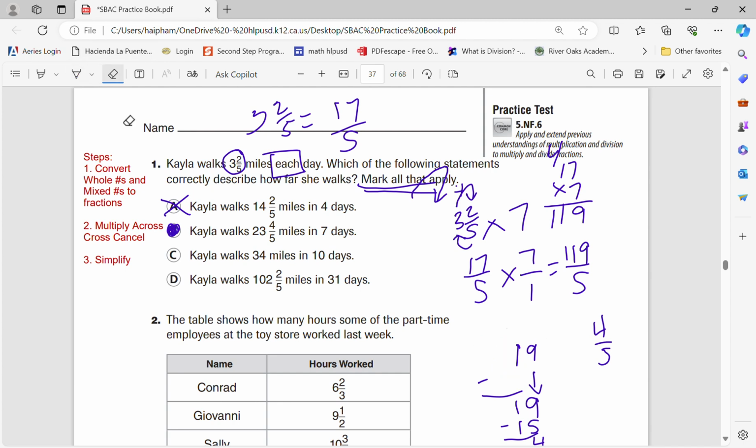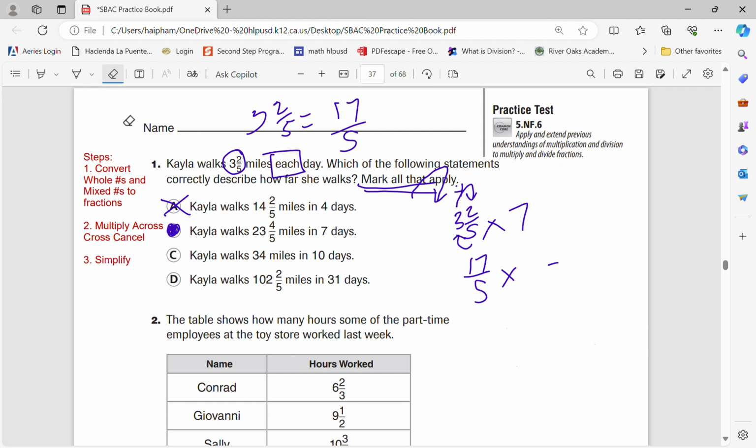And let's check for C. All right, C states Kayla walks 34 miles in 10 days. So this time we're going to take our 17/5 and multiply it by 10 over 1, since 10 over 1 will be equivalent to 10. So we have 17/5, which represents our 3 and 2/5, by 10 over 1.